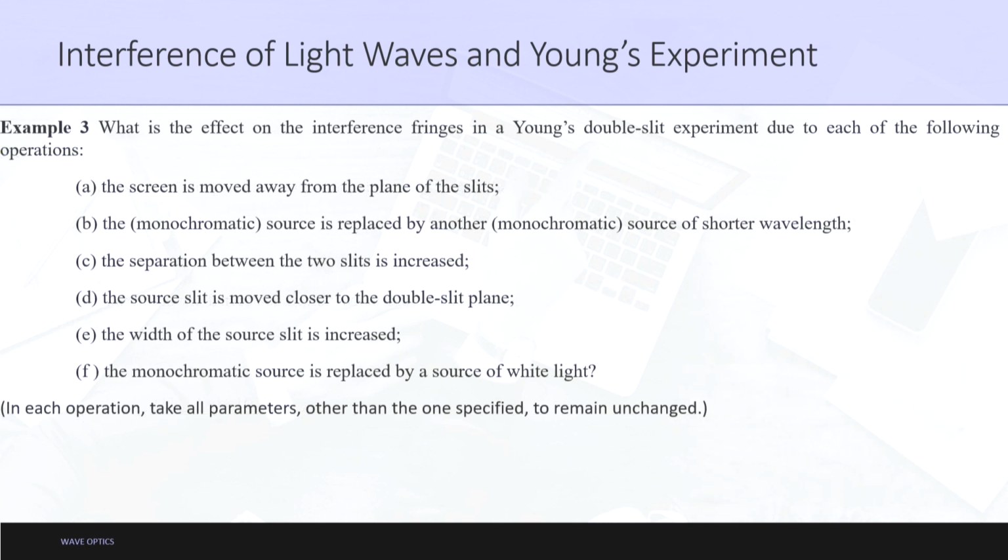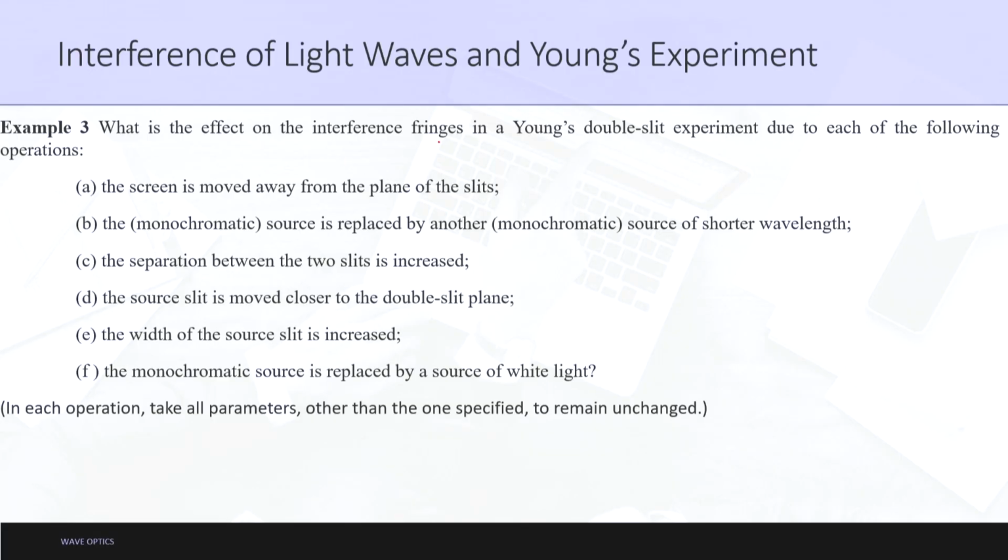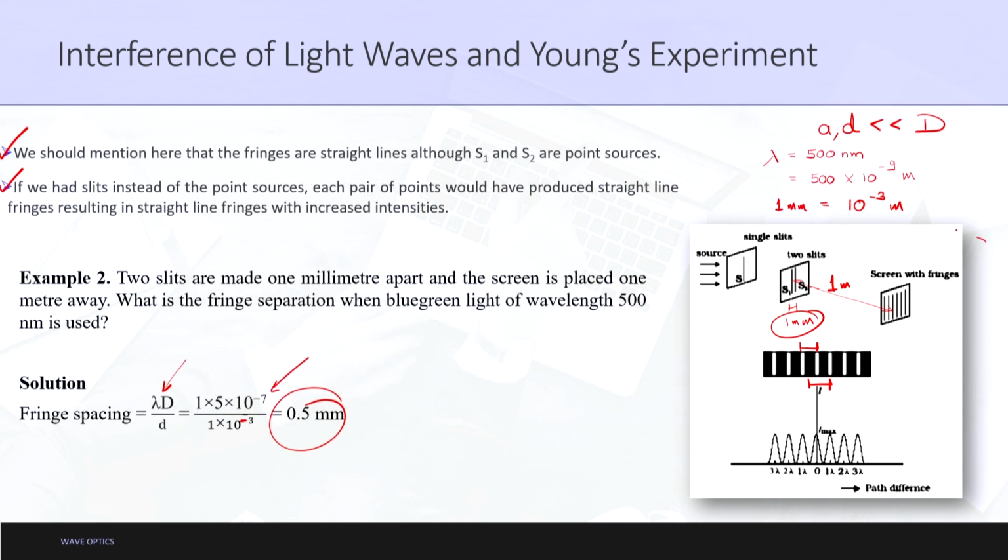Okay, now let's move on to one of the discussions I need to explain to you. What are the effects on interference fringes if you try to move the screen, or if a different monochromatic light is used, etc.? Please look over here carefully, it's a very important, very interesting concept. What is the effect on the interference fringes in Young's double slit experiment? This is the double slit experiment being talked about here.